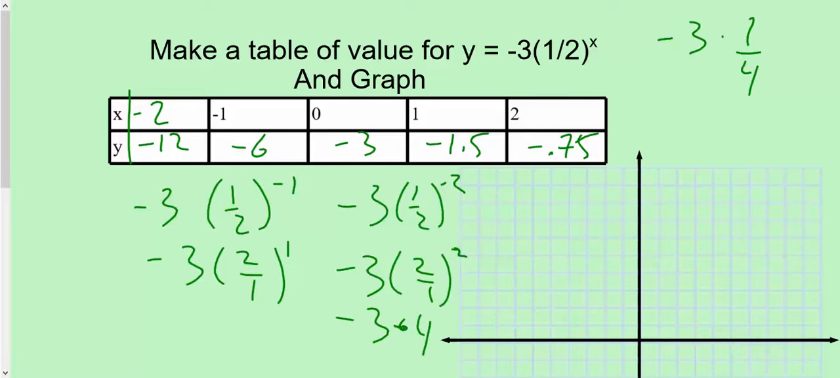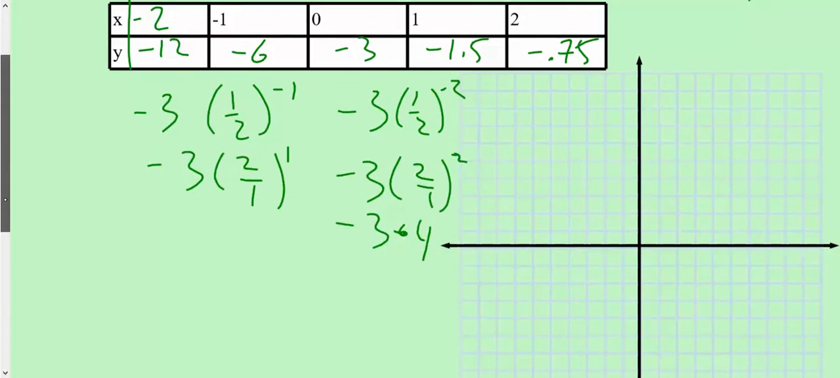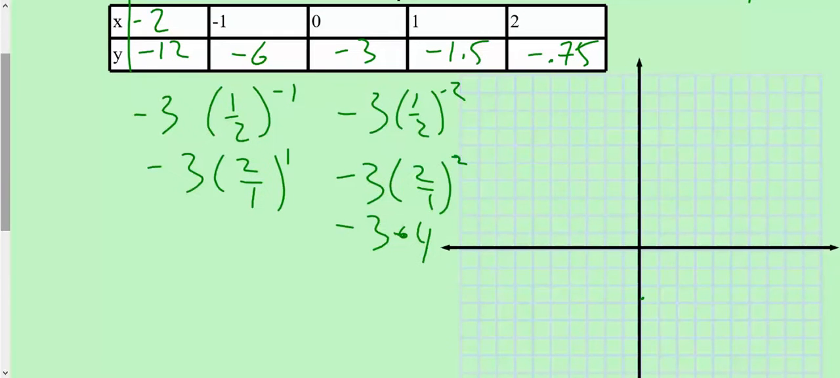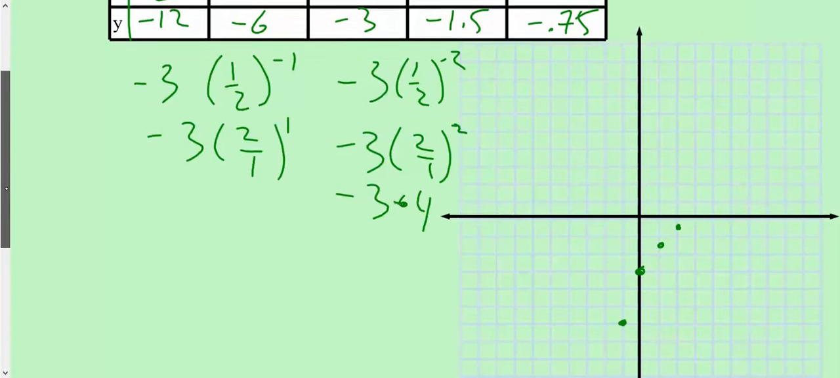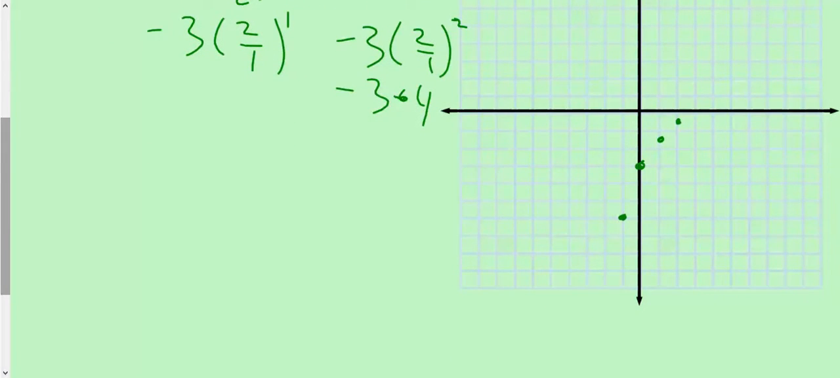And then we can plot those points on our graph. So 0, -3, 1, -1.5, 2, -0.75, -1, -6. And I'm going to stop there. Actually, I might be able to get -12. Let's see, 6, 7, 8, 9, 10. I'm just going to estimate there is -12. And I'm trying not to cross that x-axis there.